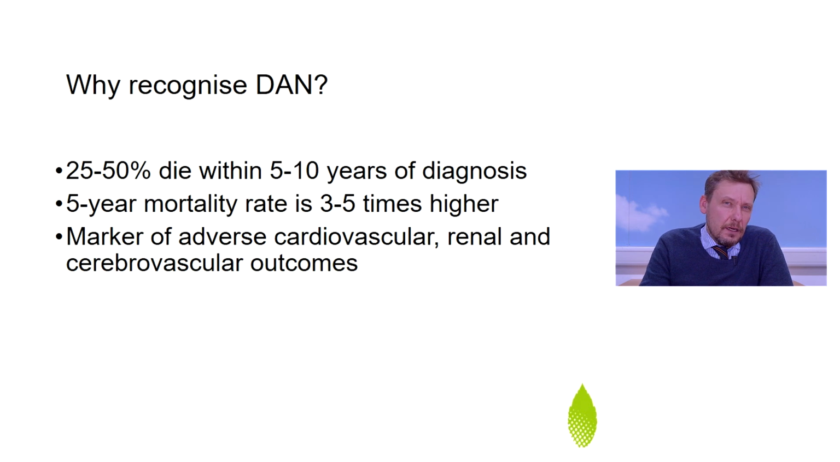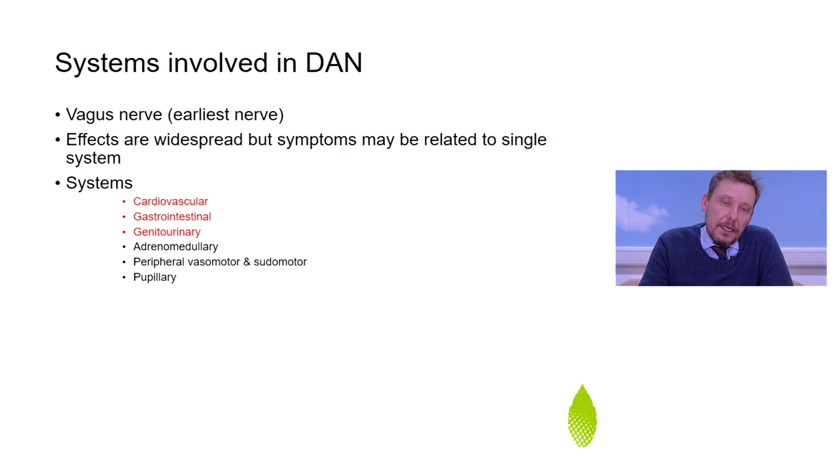Why is it important to recognize diabetic autonomic neuropathy? Well, because it appears to be a major signal that there may well be quite serious cardiovascular abnormalities associated with the disease. It's estimated that around 25 to 50% of patients will die within 5 to 10 years of a diagnosis of autonomic neuropathy, and that the 5-year mortality rate is some 3 to 5 times higher than a patient with diabetes but no evidence of DAN. It is clearly therefore a marker of adverse cardiovascular, renal and cerebrovascular outcomes.